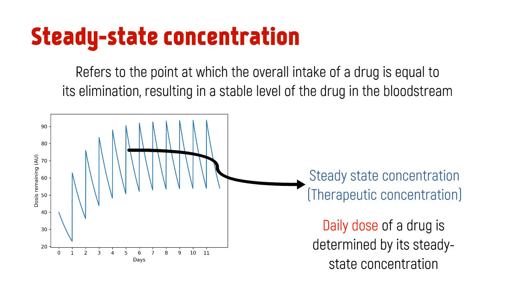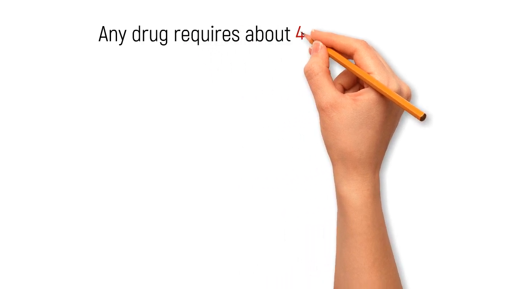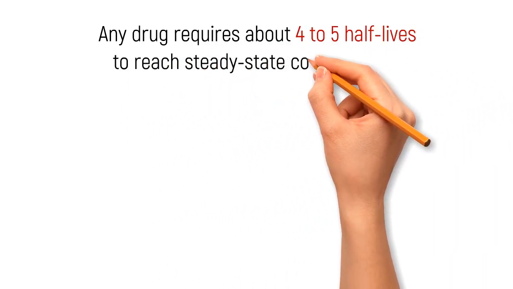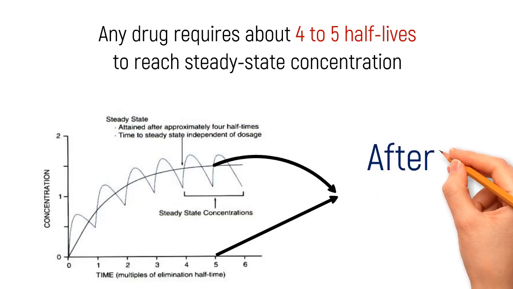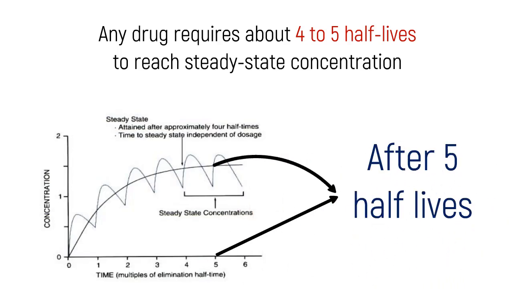This is why medications are often taken at specific intervals throughout the day to maintain the drug's concentration at steady state. At this concentration, the drug can provide the desired therapeutic effect consistently, ensuring effective treatment while minimizing the risk of toxicity or subtherapeutic levels. Generally, any drug requires about 4 to 5 half-lives to reach steady-state concentration. At this point, the rate of drug administration equals the rate of elimination, resulting in a stable concentration in the bloodstream.